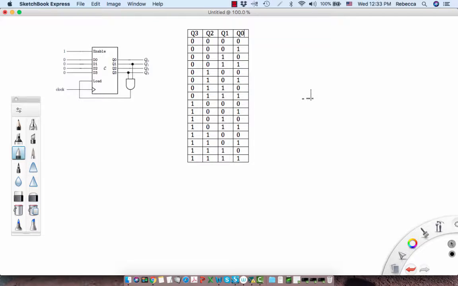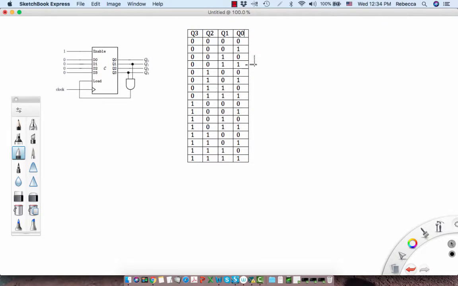Okay, so let's look at worksheet 17, problem 1b. We have another counter here. It's very similar to the one in problem A, except here the counter starts over when both Q1 and Q3 are 1. And so they both have to be 1, and then it will start over and it will load all zeros. So let's take a look here.